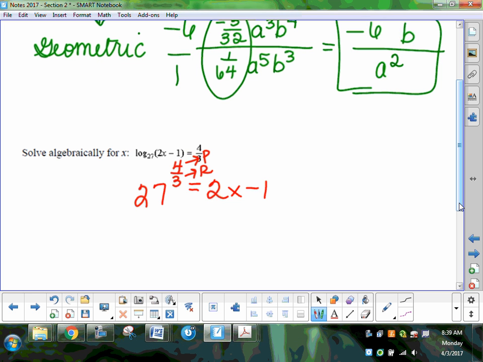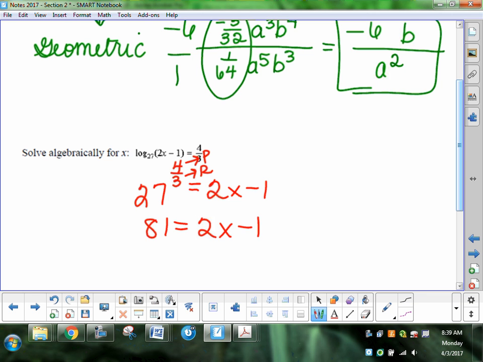Which one? 3rd root. Hands up, please, when you can tell me the 3rd root of 27. These are things that you're supposed to know. 3rd root of 27, what? 3. Now take 3 and raise it to the 4th power. You don't need a calculator. 3 to the 4th, you shouldn't need a calculator for it. What? 81. So we've got 81 is equal to 2x minus 1.